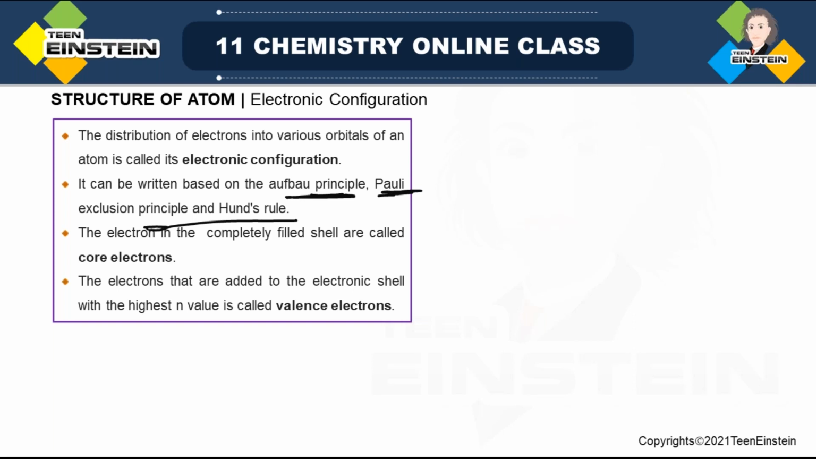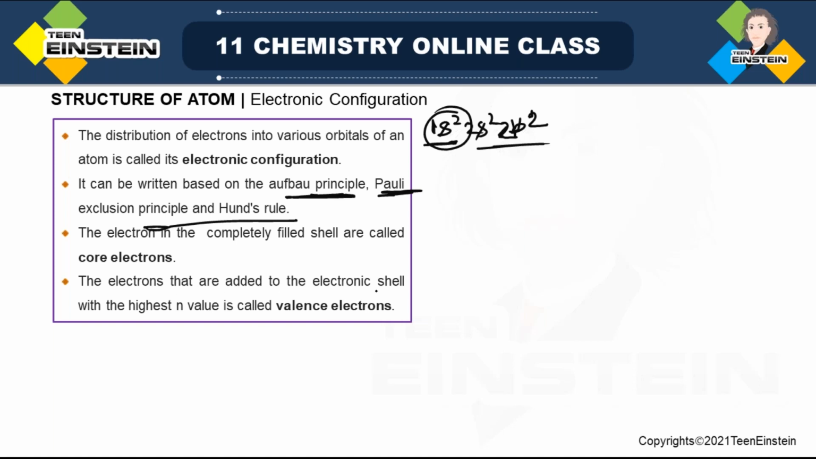Electrons in the completely filled shell are called core electrons. For example, just take the previous example, that is carbon. What you have seen: 1s2, 2s2, 2p2. So this is completely filled. The electrons in the completely filled shell will be called core electrons, right? And these are valence electrons. So that is why the valency of carbon is 4.